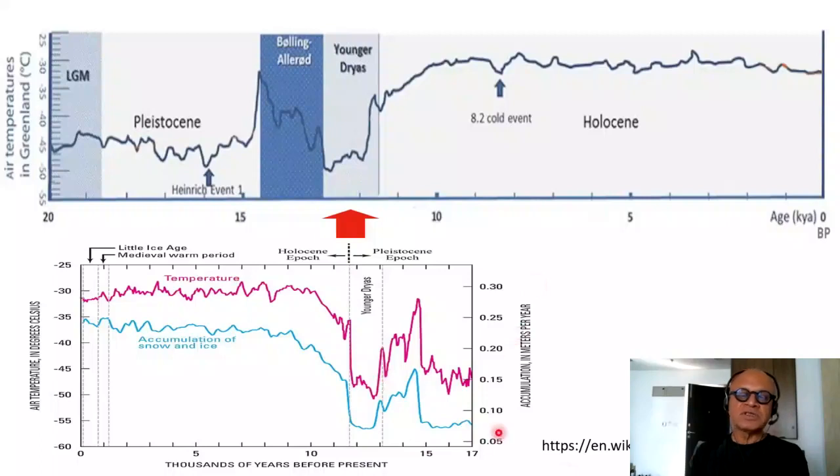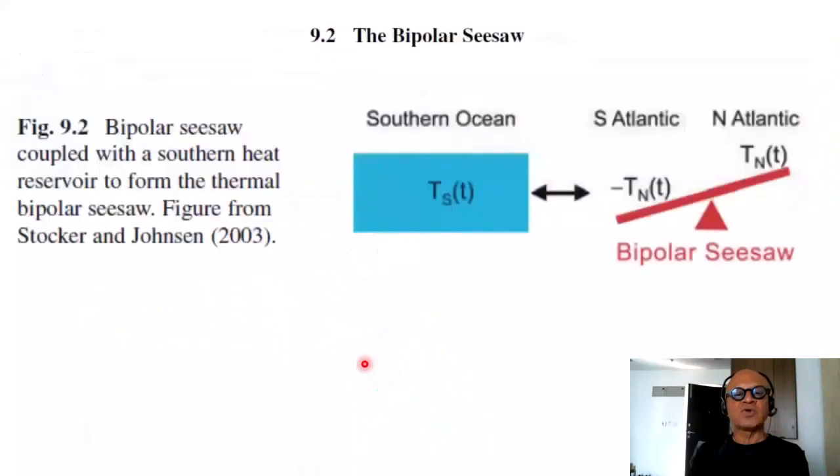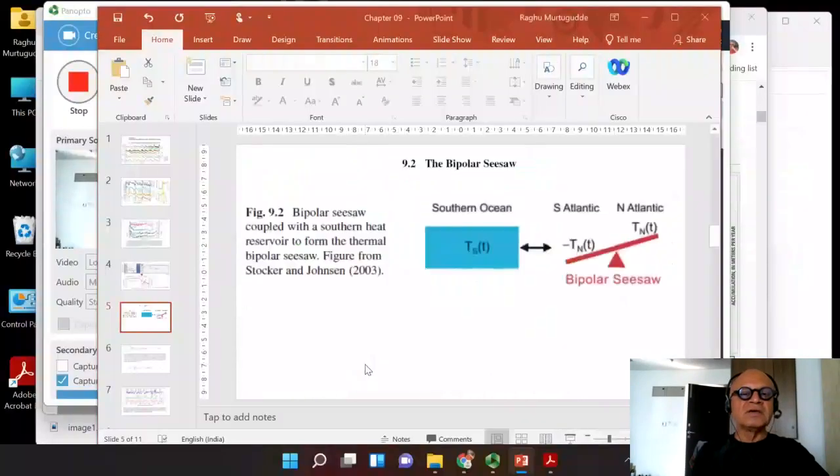Okay, so this is looking at air temperatures and accumulation in meters per year. So basically showing that abrupt climate changes are recorded in ice cores. So we will come back and look at the theories behind them and the modeling.